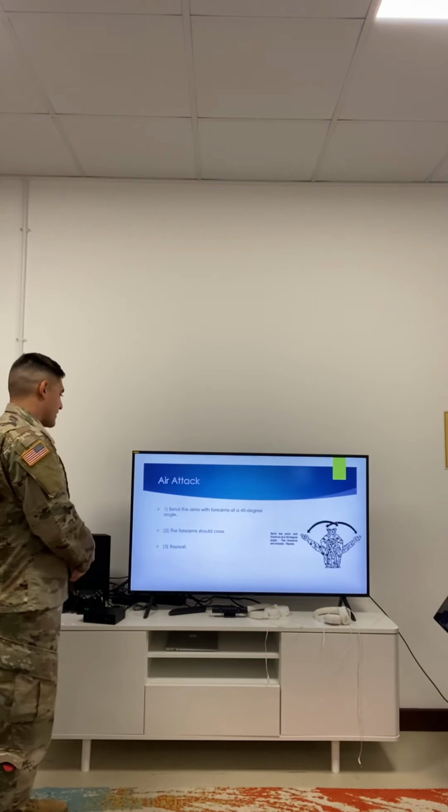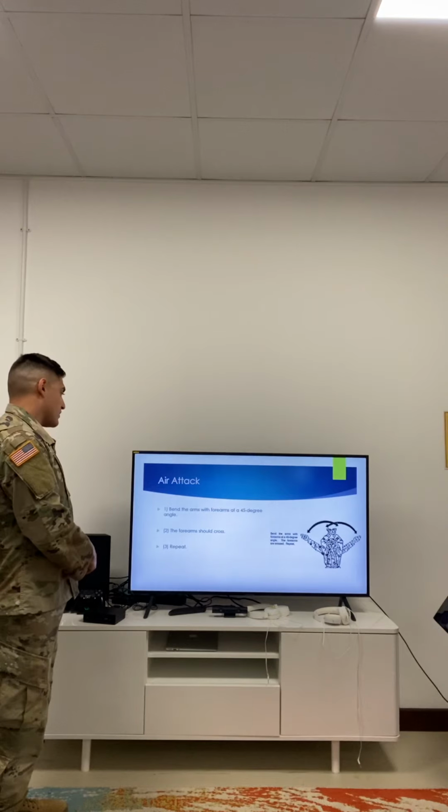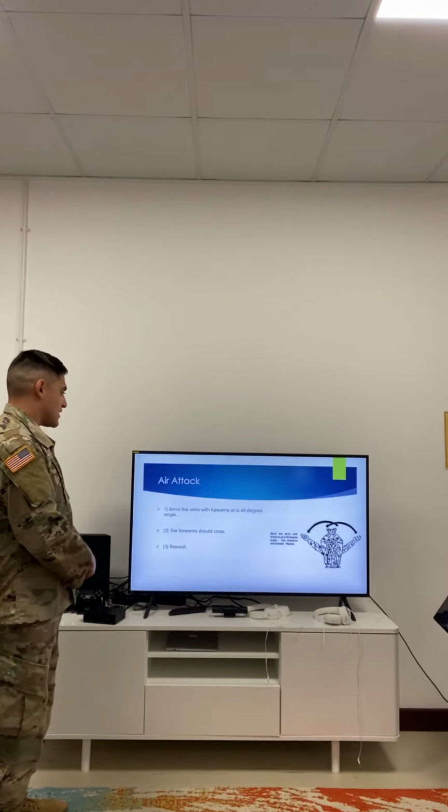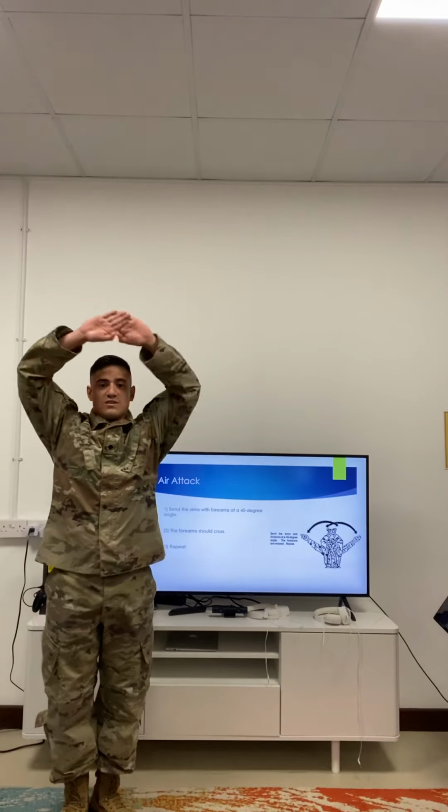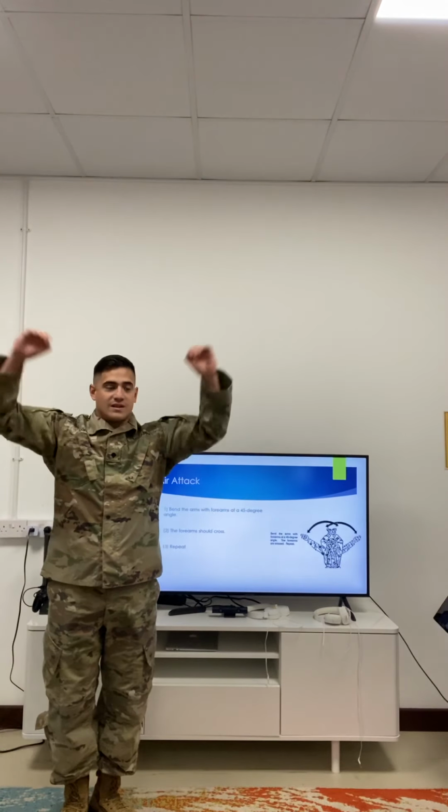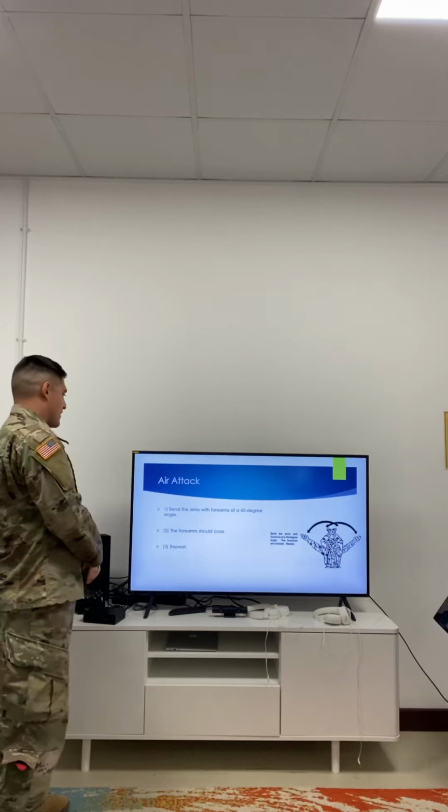Alright, air attack. You will bend the arms with forearms at a 45-degree angle. The forearms should cross, and you should repeat. So again, very simple. And this is in the event that we are taking air attack.